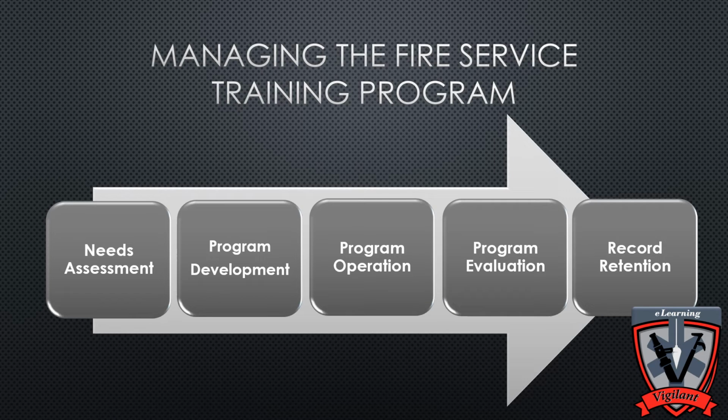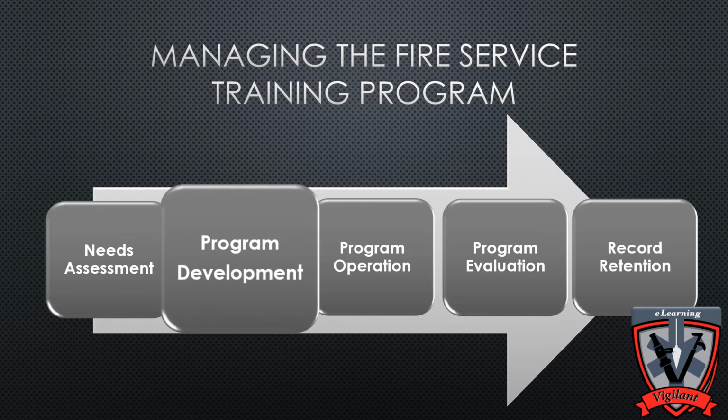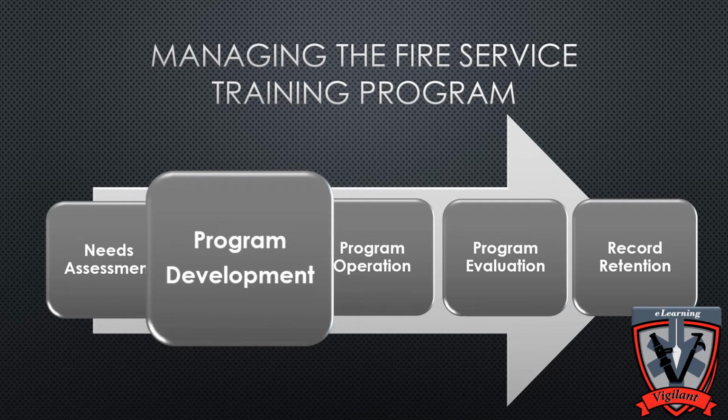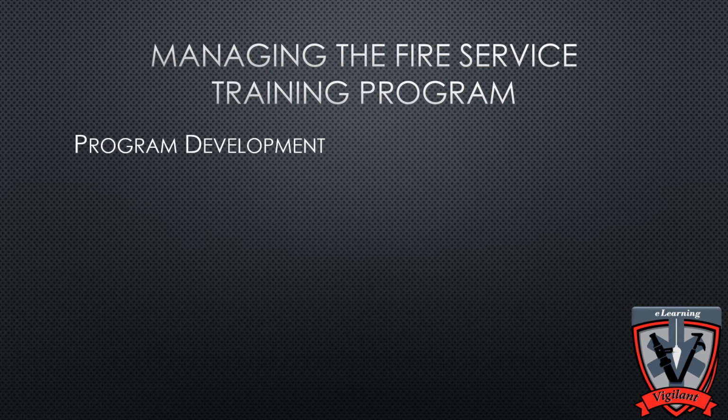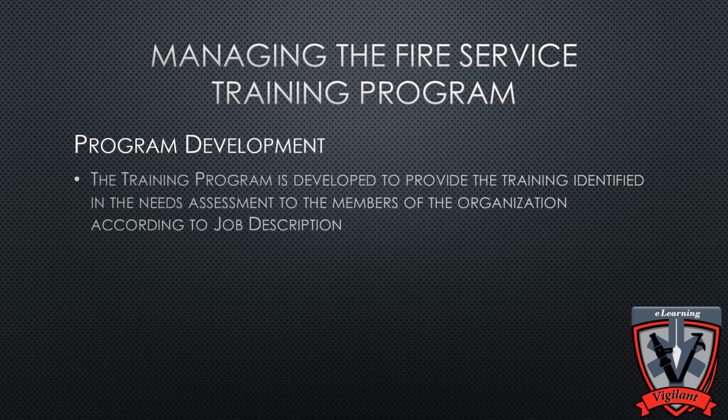So that's our needs assessment. That's exactly how we should approach our needs assessment, by breaking it down into those three little parts and then looking at each one individually. And then what we have to do is move on to program development. This is where we're going to develop that program based on the needs requirements that we identified during that needs assessment. This is where we put together some training for those requirements and deliver it to our membership. Okay, so program development.